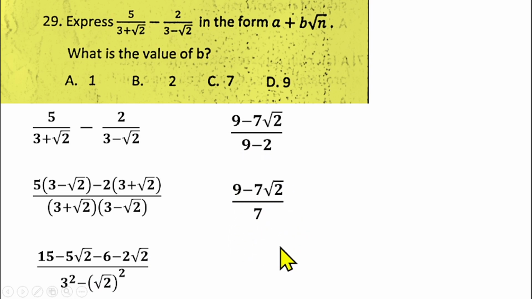We can break this down into two different fractions. That will give us 9 over 7 minus 7 surd 2 over 7. So 7 cancels 7, and that will give us minus surd 2. So you can see that this is now like this. Our b is the coefficient of surd 2, and that should give us minus 1. So b will be minus 1, and none of the options is correct except for this one that looks similar.